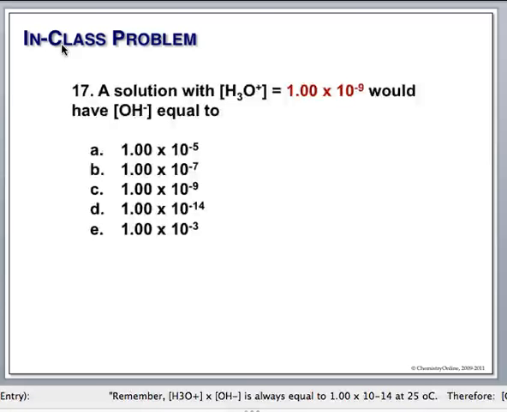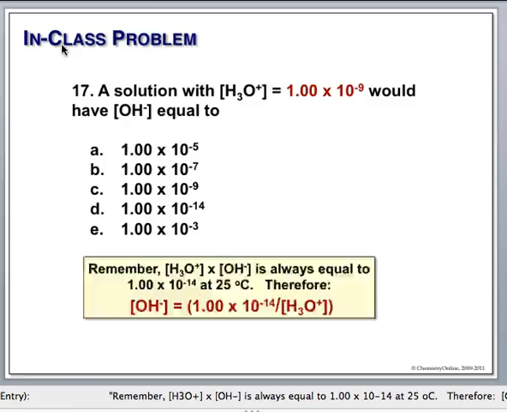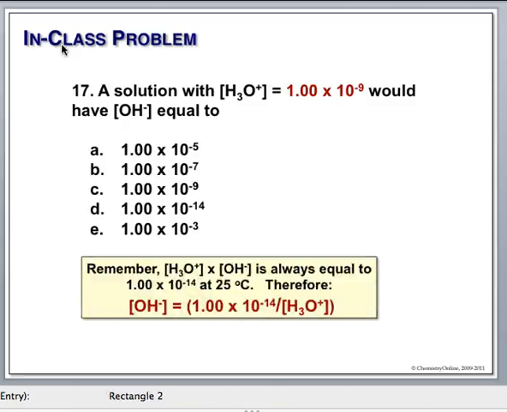If hydronium is 10 to the minus 9, what's hydroxide? In your head, you can do this. 10 to the minus 14 divided by hydronium gives hydroxide, and that's 10 to the minus 5.